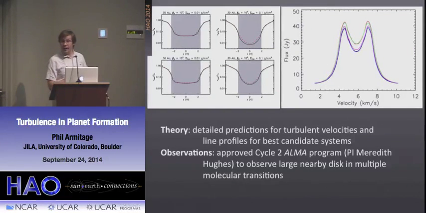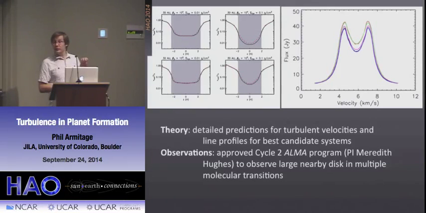So we've been interested in following up on this, both on the theory side and on the observational side. And on the theory side, what we're doing is making detailed predictions for these turbulent velocities and line profiles for the specific systems that are the best candidates. There are only a small number of disks that are both close enough to us, large enough, and face-on enough that these measurements we think can plausibly be made.